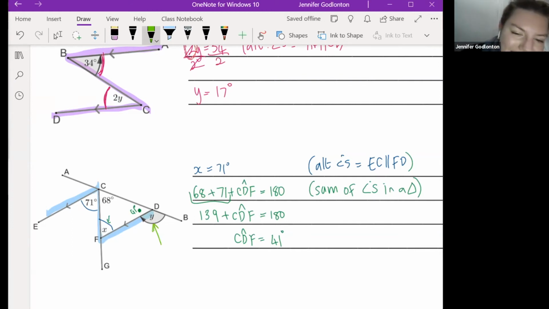You found this guy. You found that angle. I want to know what this angle is. Y is 41. No. Wait, it isn't, because angles on a straight line equal 180 degrees. Good. Okay, you're on the right track again. What am I going to write then?